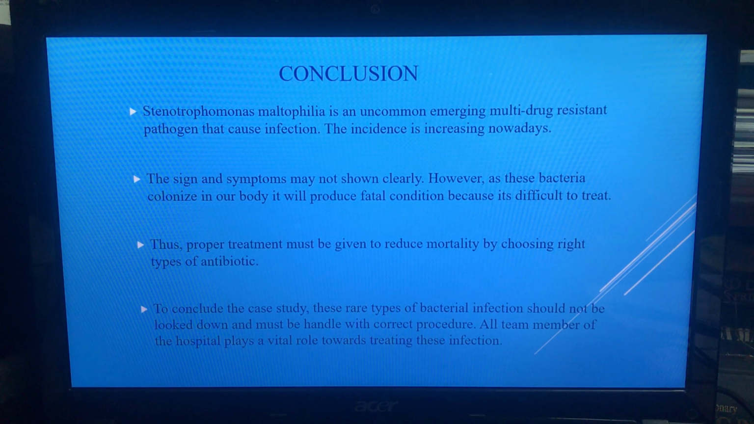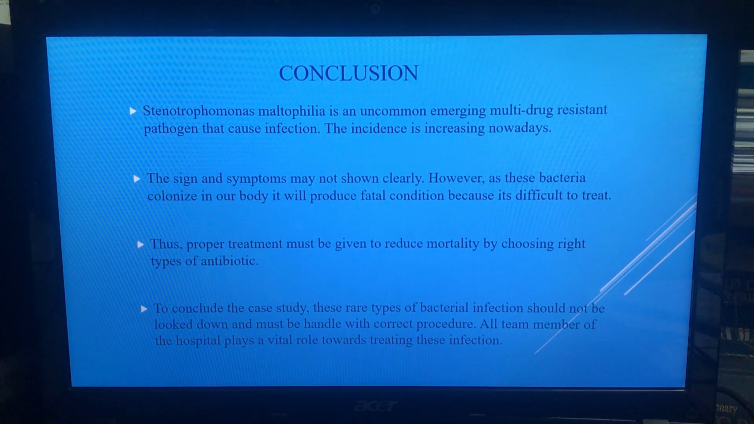To conclude the case study, this rare type of bacterial infection should not be looked down on and must be handled with correct procedure. All team members of the hospital play a vital role towards treating this infection.